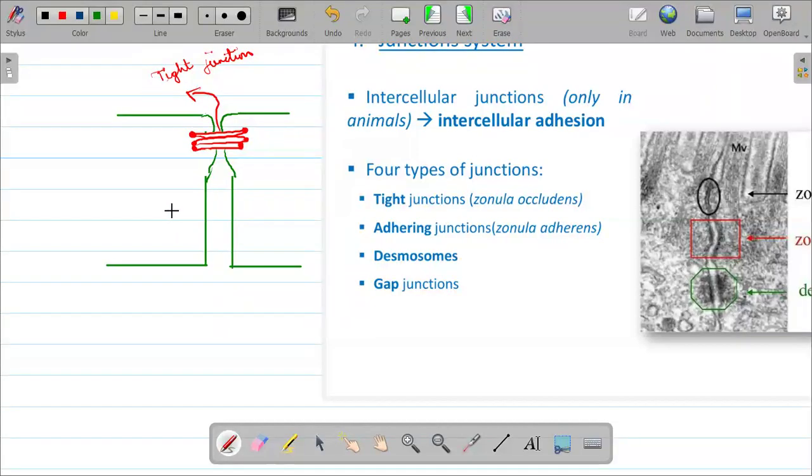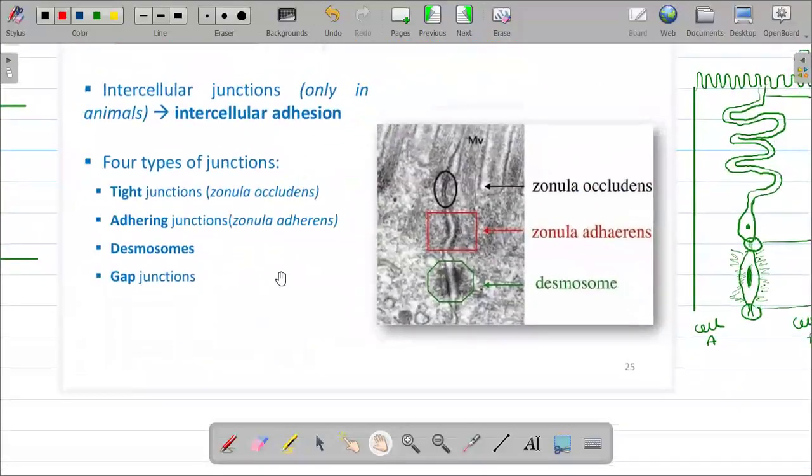In tight junction there will not be any spaces. If we proceed and leave it as it is, they will be like this, completely fused. Both fuse and come like this, so there is no space between them. This junction is called tight junction. Understood? That is only shown here as zona occludens. They have written zona occludens.